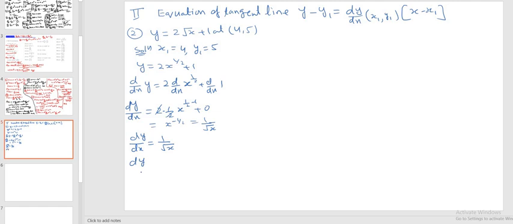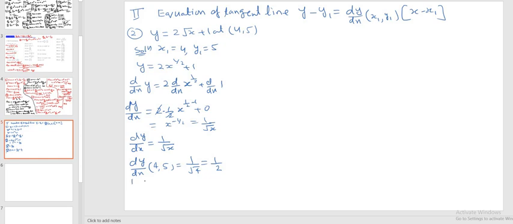What do you have to do? Find dy/dx at x1, y1. That means 1 divided by square root of 4, which is 1 divided by 2. So dy/dx at 4 comma 5 is 1 by 2.